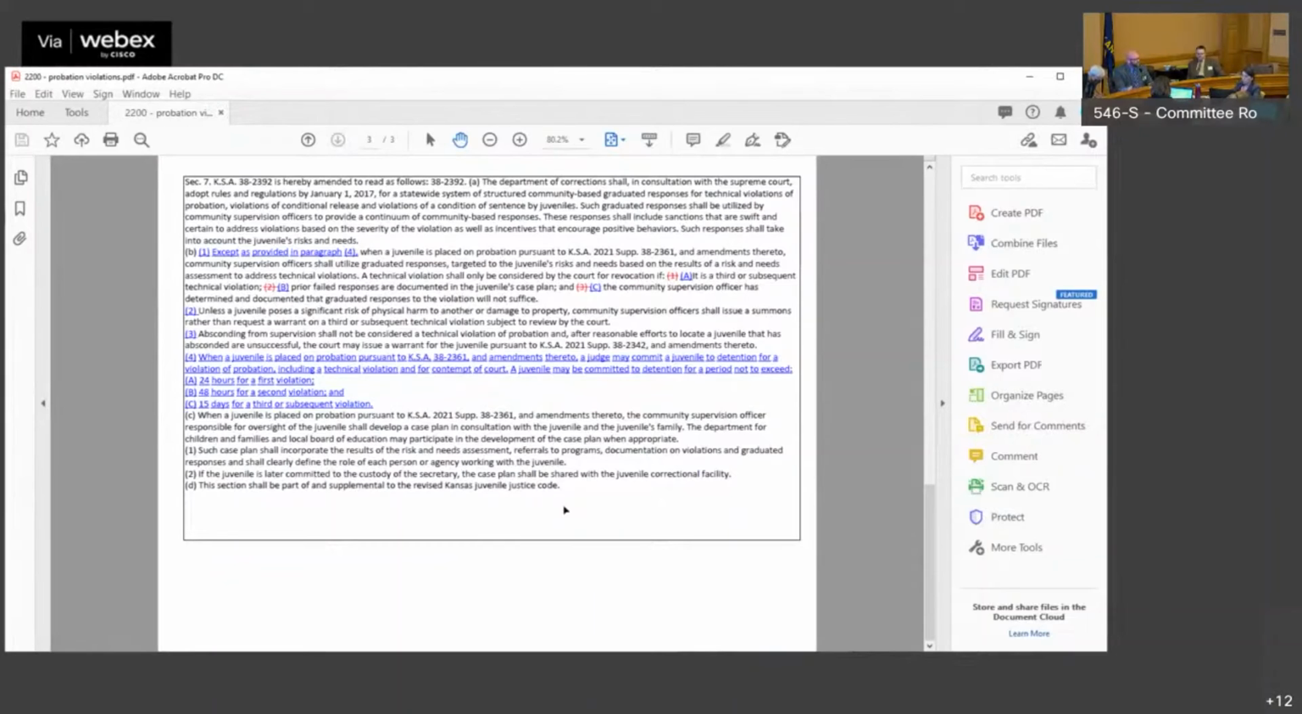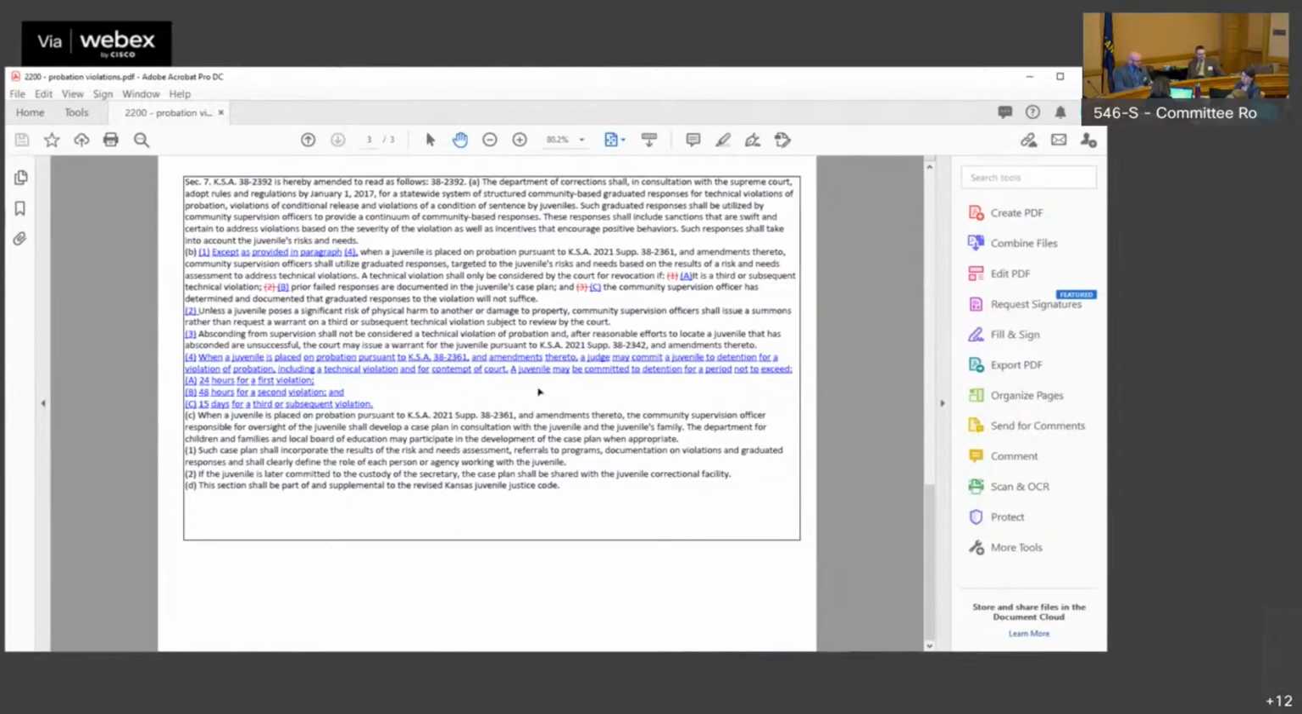So under current law, if a juvenile is on probation and they violate that probation, there's a set of graduated community-based responses to that probation violation. And so you'll see those in subsection B there. What this would do would be provide that when the juvenile's on probation, a judge would be able to commit the juvenile to detention for a violation of probation, including a technical violation of probation or for contempt of court. And then it would place caps on the detention period.